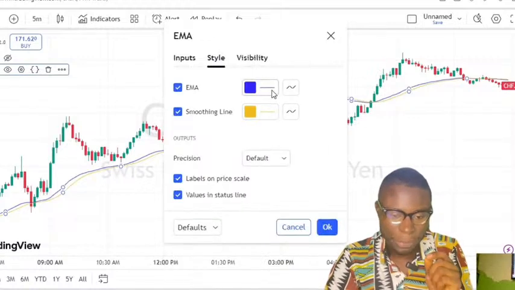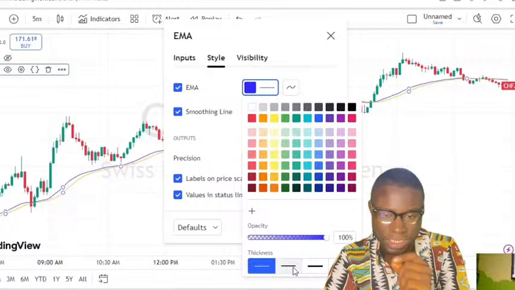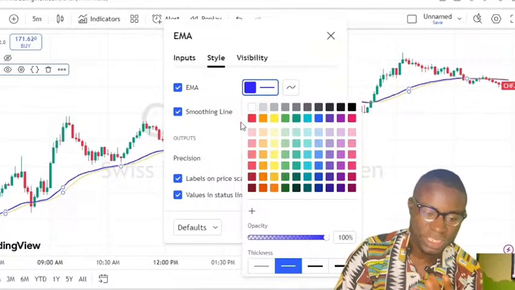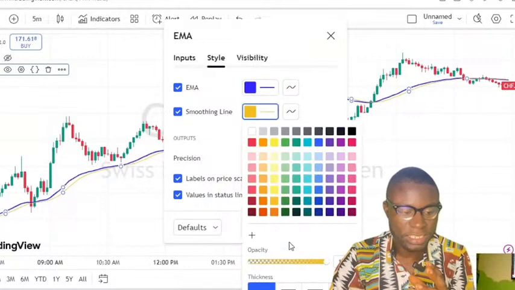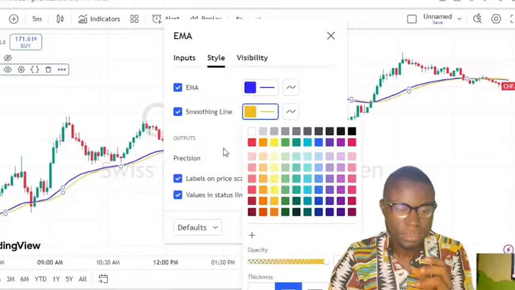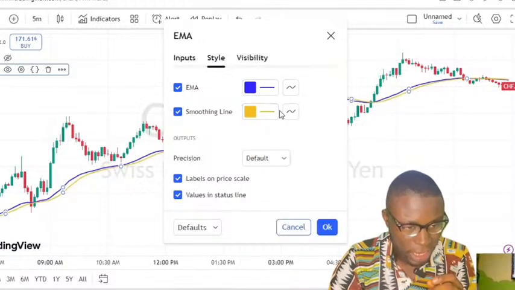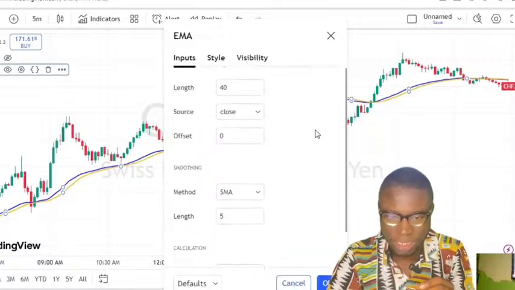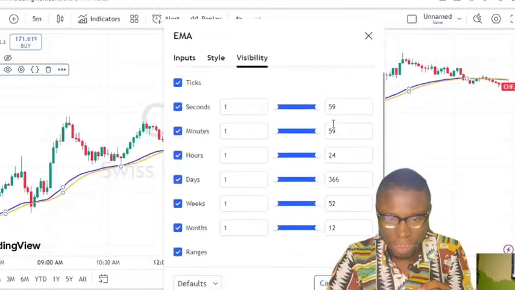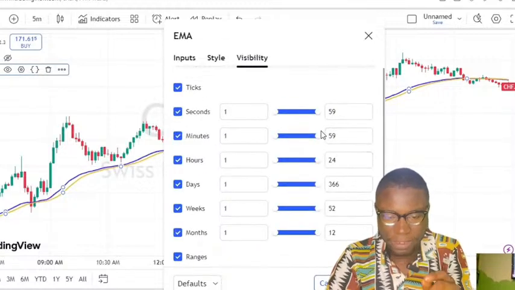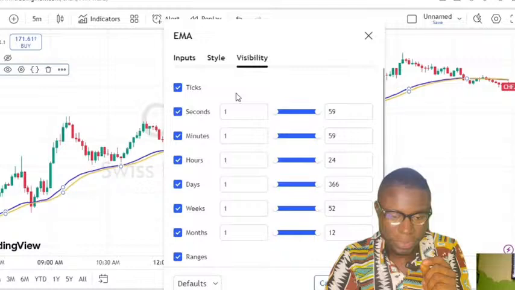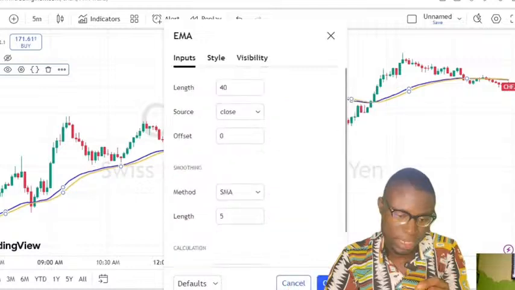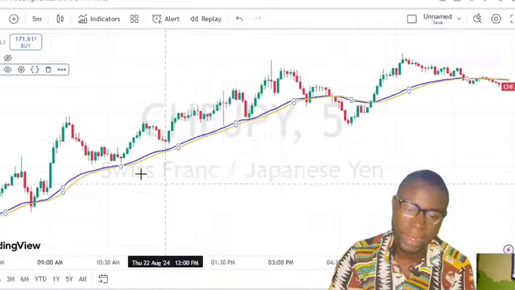Come back here. We want to make the line bigger. Then we want to also make this one bigger. This is the color, the way it is. Leave other settings. Don't change anything on the visibility. Okay, so this is just it. Then click done.